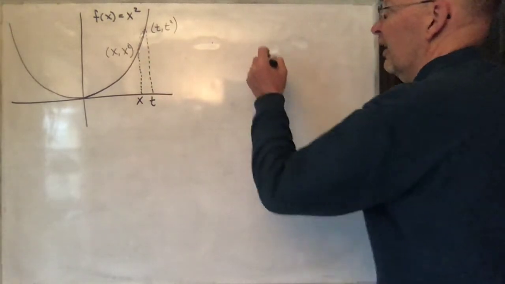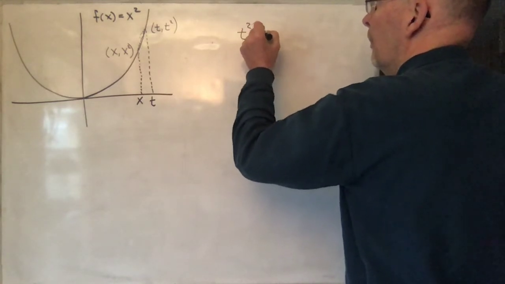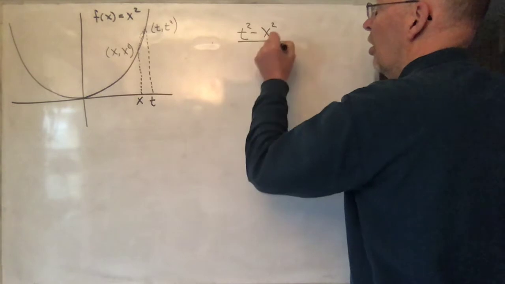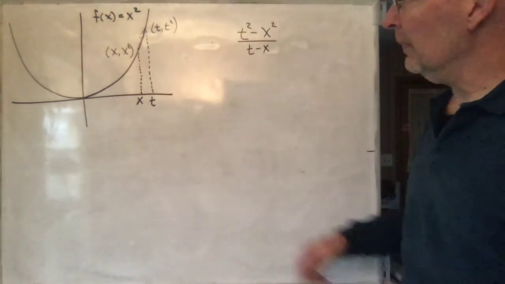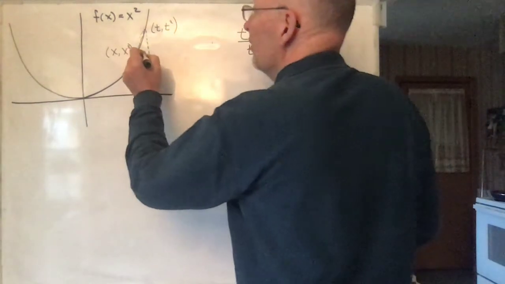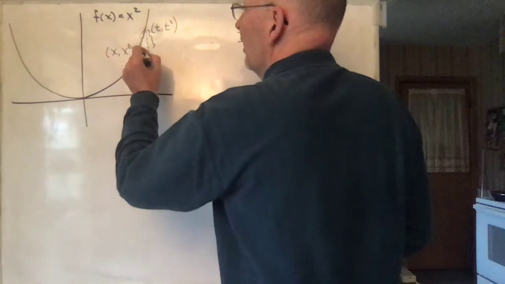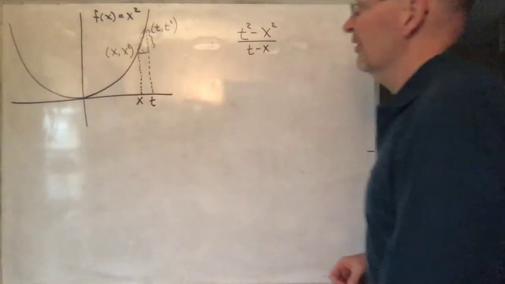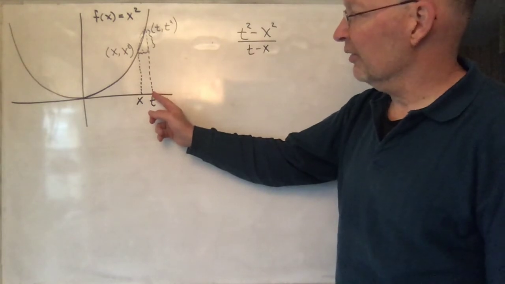Okay, so what is that again? The slope is going to be t squared minus x squared all over t minus x. There's the change in the y values, t squared minus x squared, and then t minus x. And then, this is where calculus begins. This is the whole idea of limit.